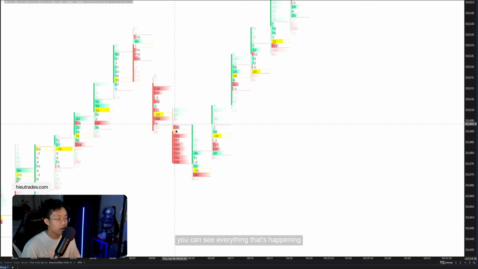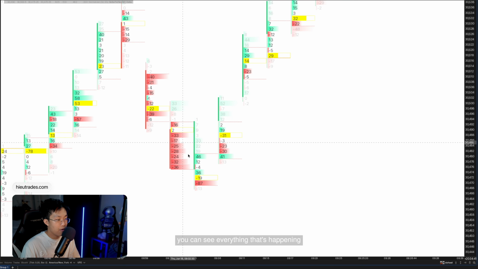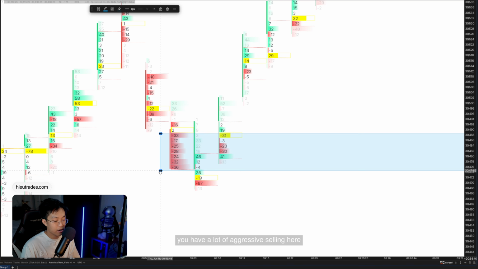With order flow, you can see everything that's happening as we approach the end of the pullback. You have a lot of aggressive selling here.